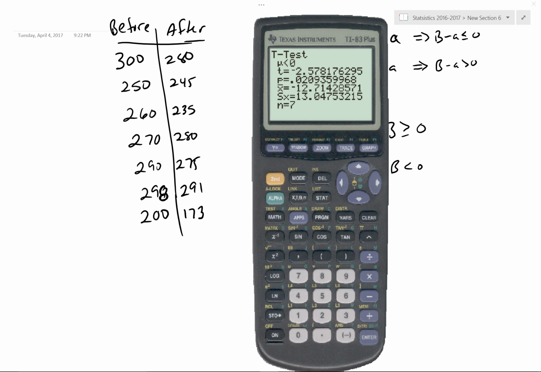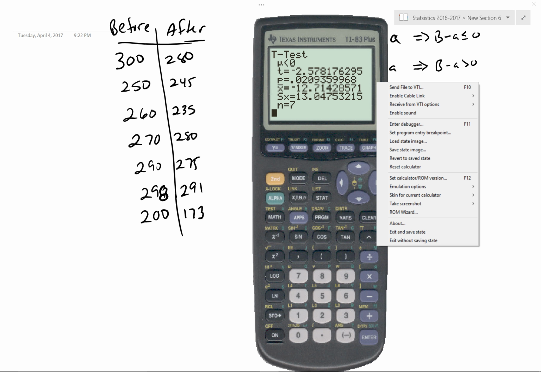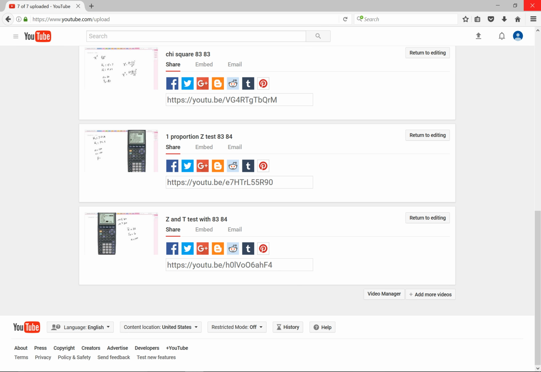And that is how you do a paired t on a TI-83 calculator. Okay? That's all I have to say about that.